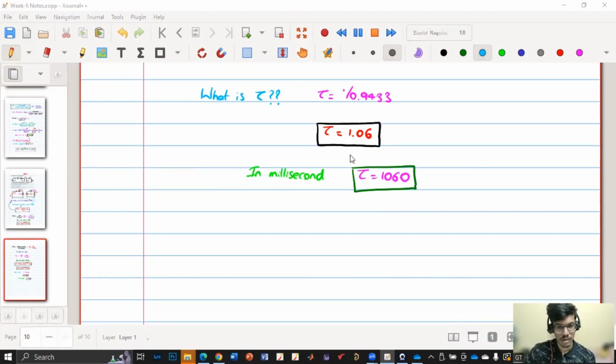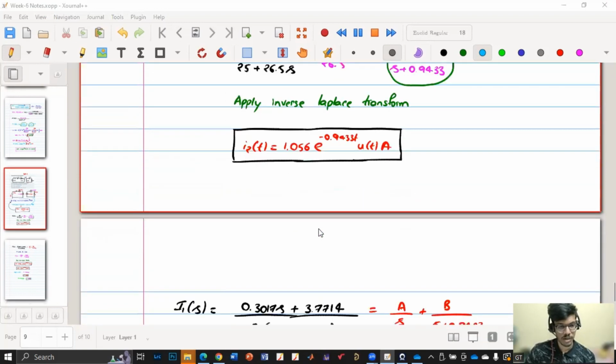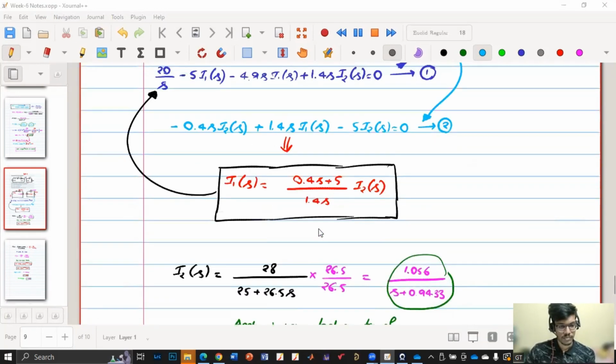Sir, is source transformation also applicable in S domain, sir? Source transformation, yes, it is applicable, yes. Okay, sir. Yes.